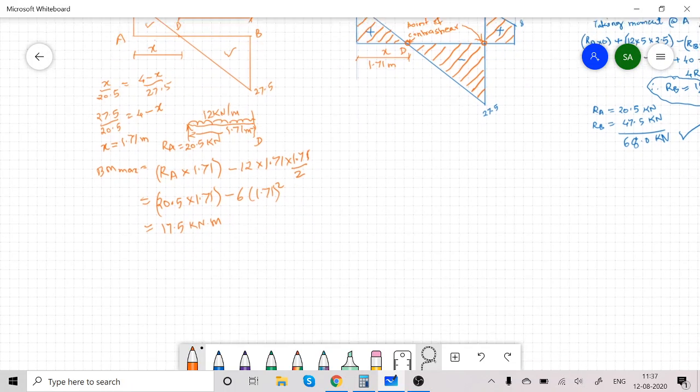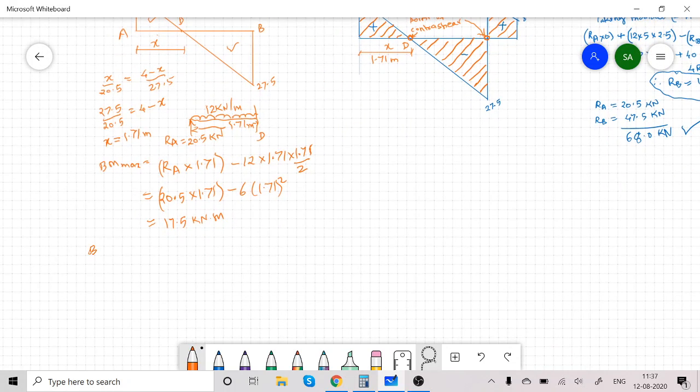Bending moment at A and C is 0. Bending moment at A, as it is a simple support, is 0. Bending moment at C, which is a free end, is also 0. Now let us calculate bending moment at B.